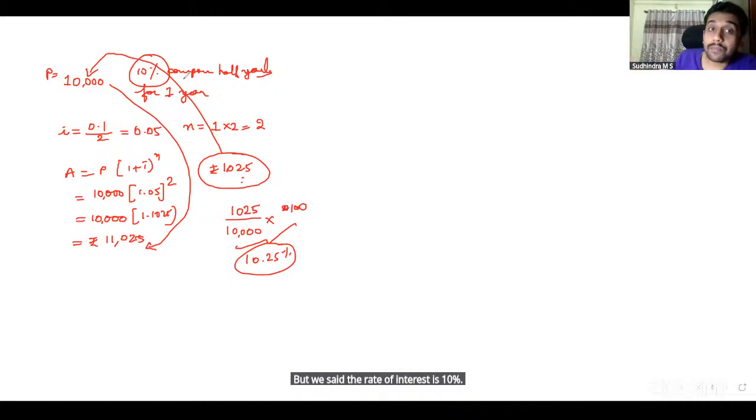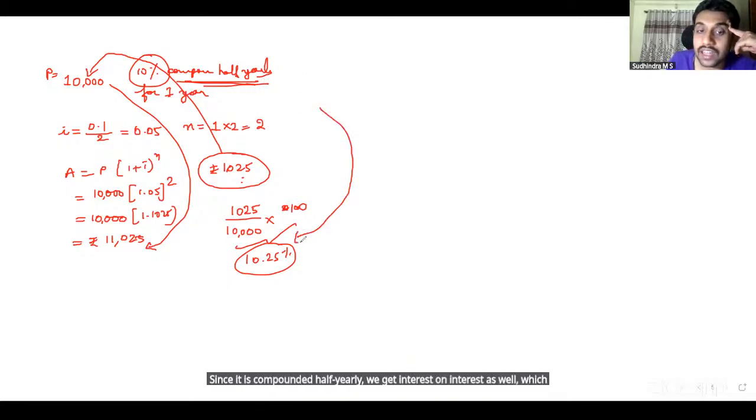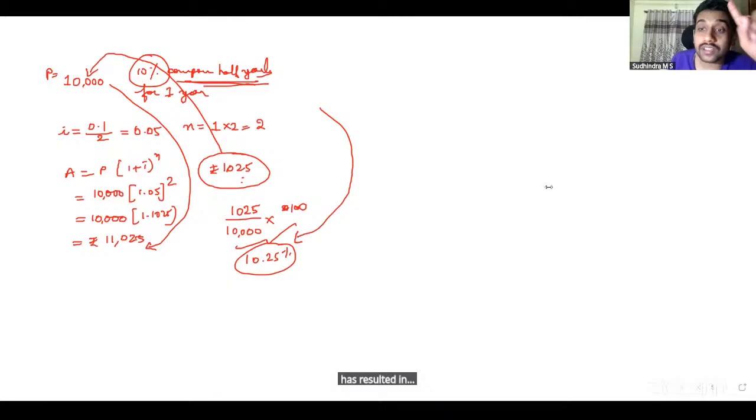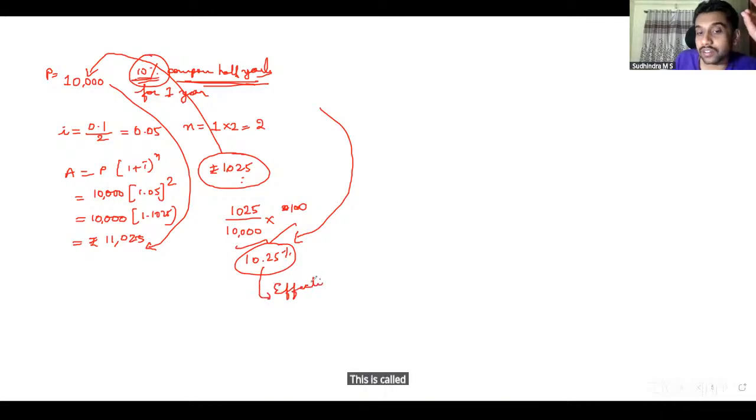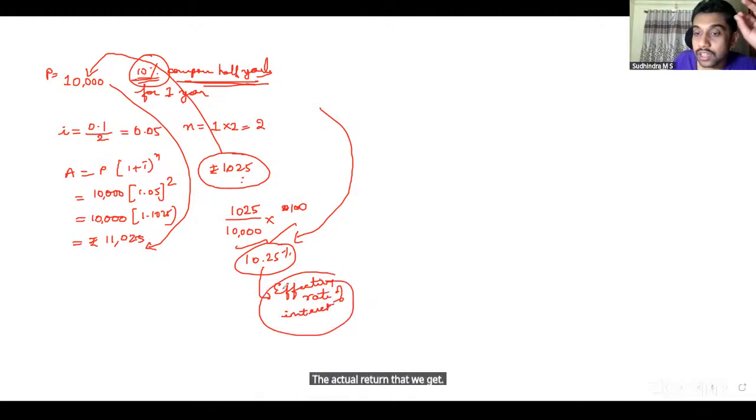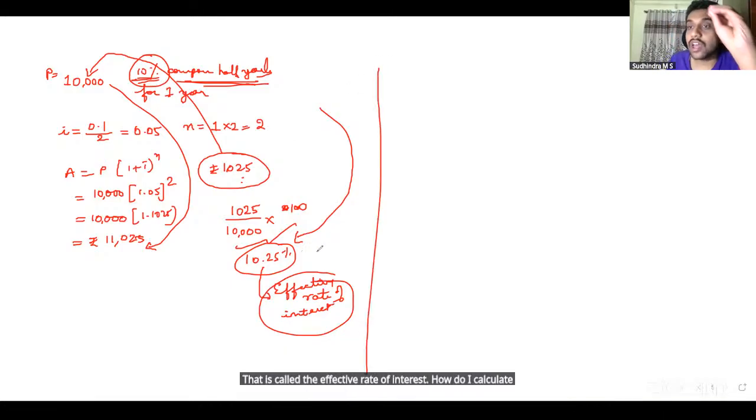Since it is compounded half yearly, we get interest on interest as well, which has resulted in the returns of 10.25%, which is more than the nominal rate. This is called effective rate of interest. The actual return that we get. That is called the effective rate of interest. How do I calculate effective rate of interest?